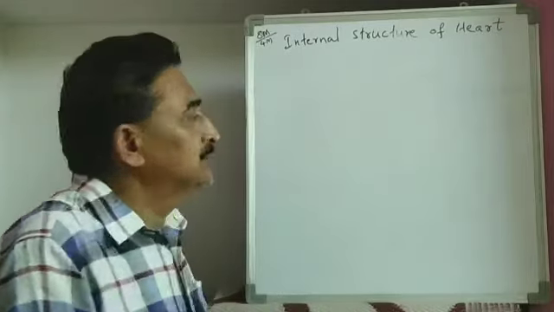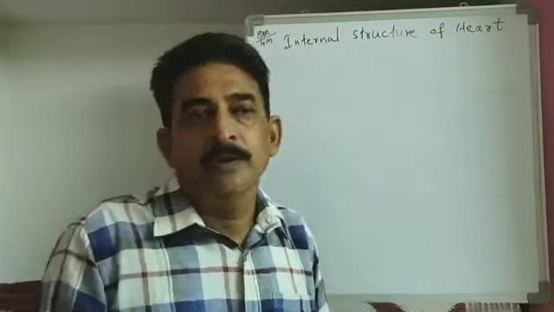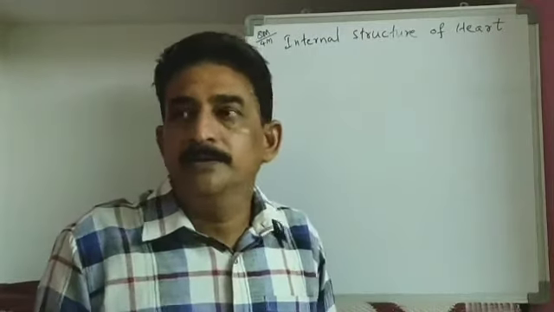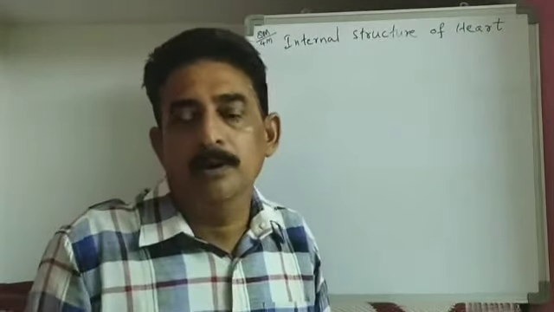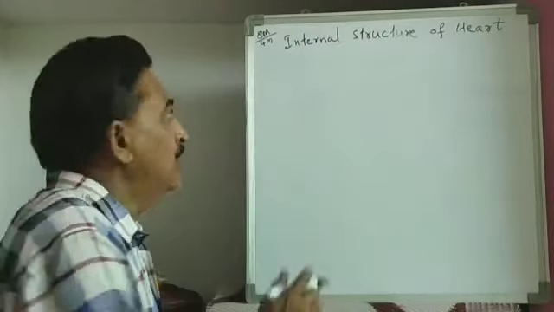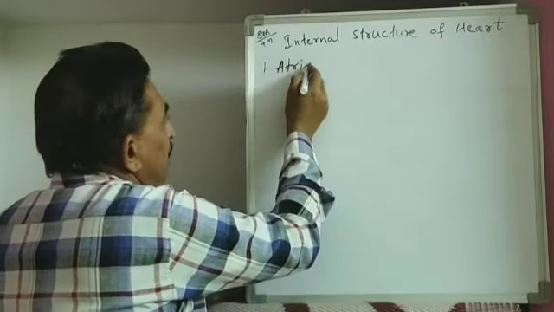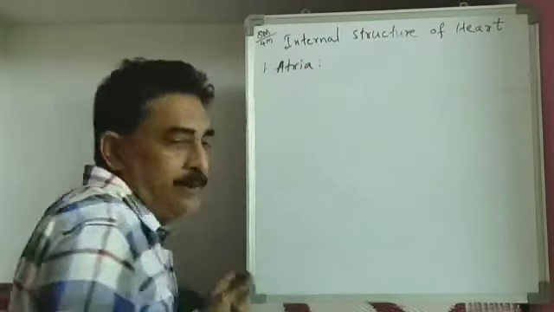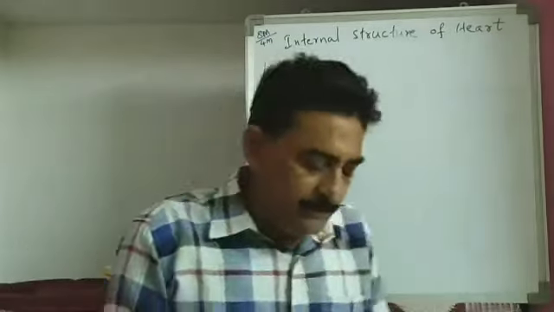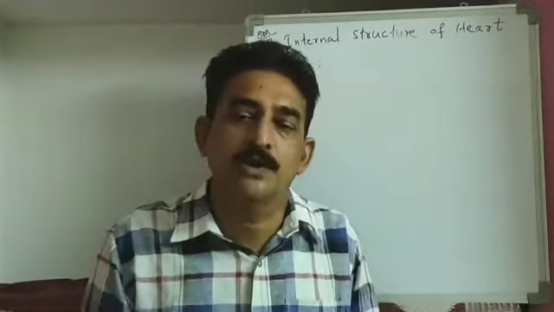We can learn this essay conveniently. We can divide this essay into 4 subheadings. First subheading, atria. Atria, A-T-R-I-A, atria. Atria means, first of all, our heart consists of 4 chambers.